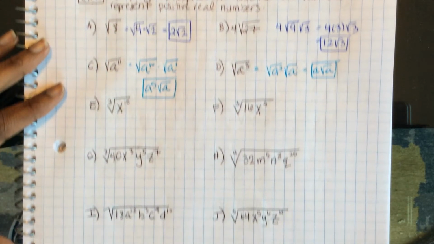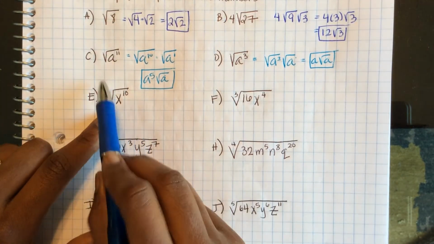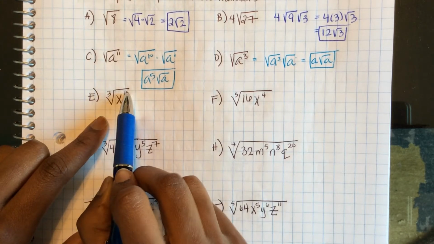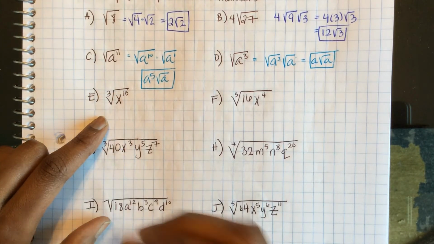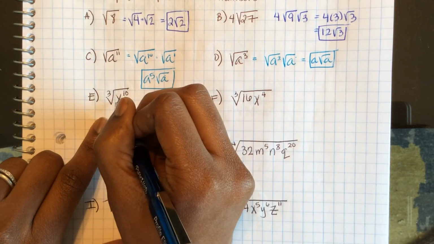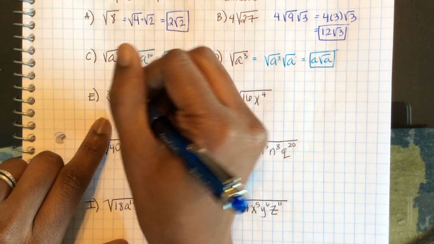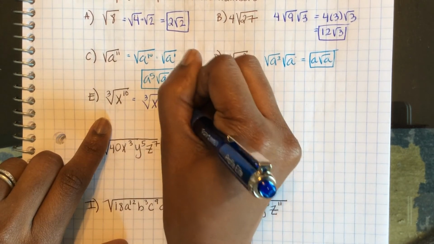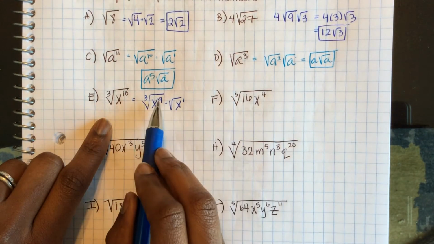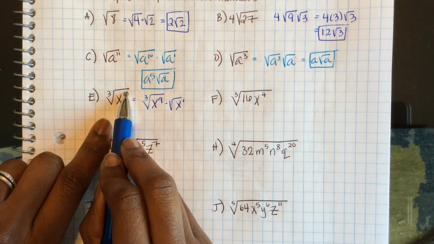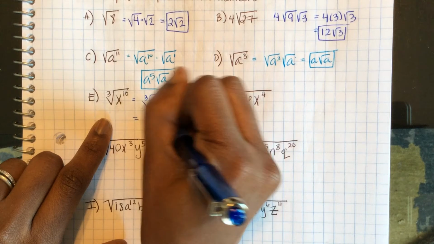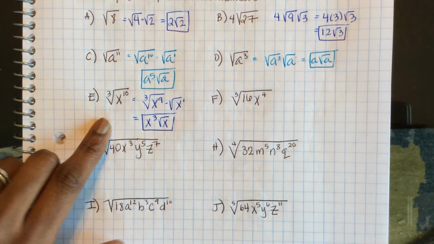All right, here we go. Example E. Cube root of x to the 10th. Well, 3 is smaller than 10, so I know this can be simplified. The largest third power of x that goes into the 10th is x to the 9th times x to the first, because 9 plus 1 is 10. The cube root of x to the 9th is x to the 3rd multiplied by x.